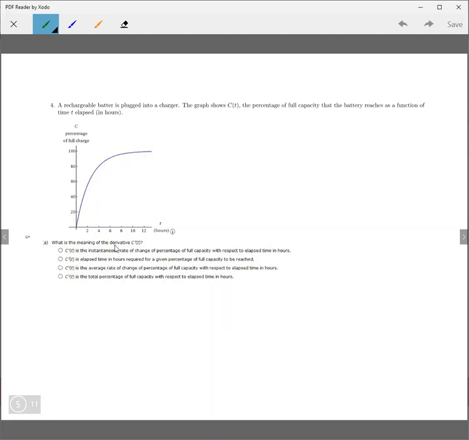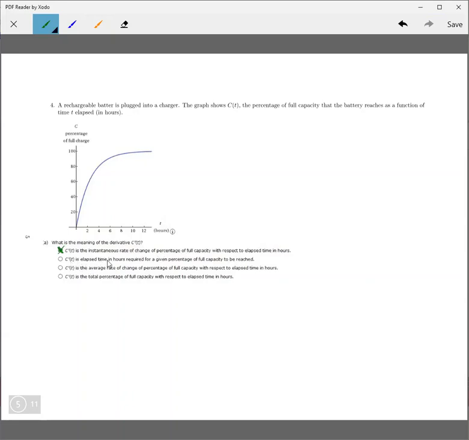Okay, so what is the meaning of the derivative C prime of t? Okay, this is going to be the rate of change, the rate that it is charging. So that would be the instantaneous rate of change of percentage of full capacity with respect to elapsed time in hours. So it would be this first one.